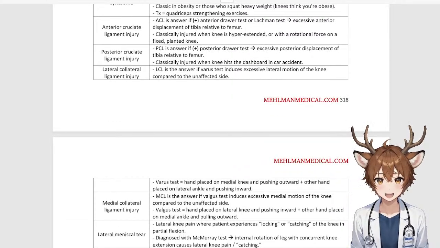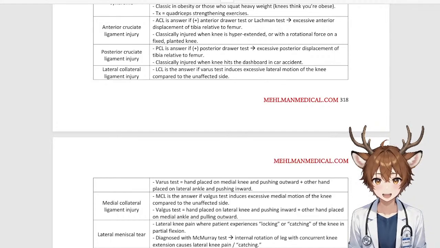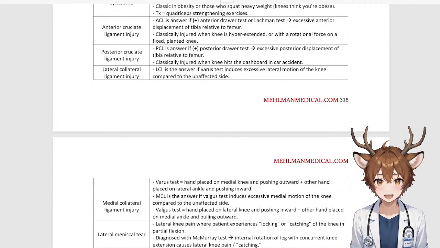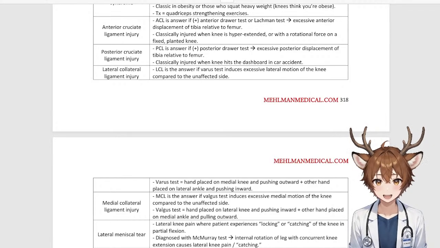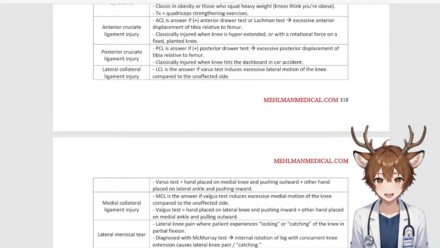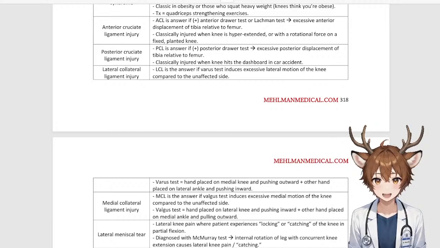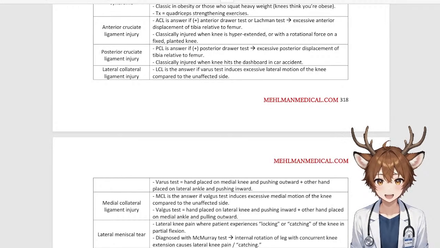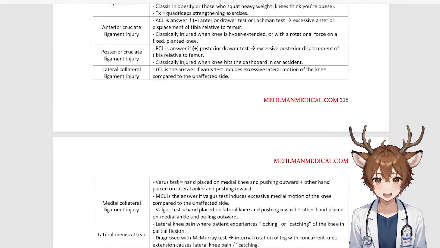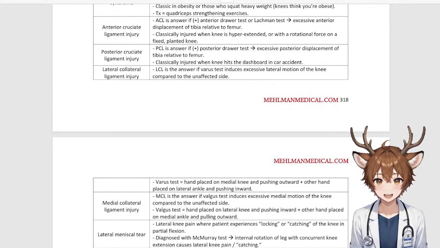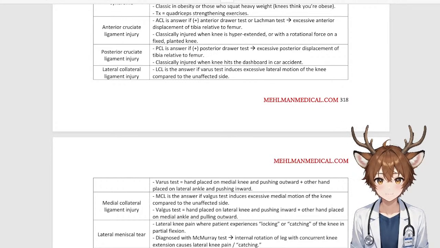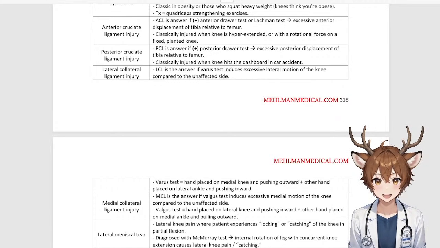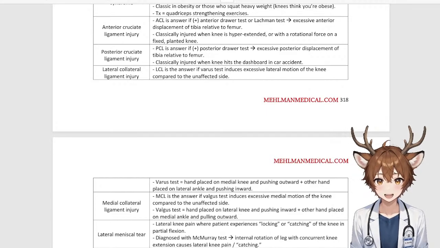This is the ACL stuff. So, anterior cruciate ligament injury. ACL is the answer for a positive anterior drawer test or Lachman test, the excessive anterior displacement of the tibia relative to the femur. Basically this ligament is trying to prevent anterior displacement, so if you forcefully try to anteriorly displace it, and it displaces in a way that's really unnatural or abnormal, that means you have an injury of the ACL, because it's supposed to keep that from happening. Classically injured when the knee is hyperextended or with rotational force on a fixed planted knee.